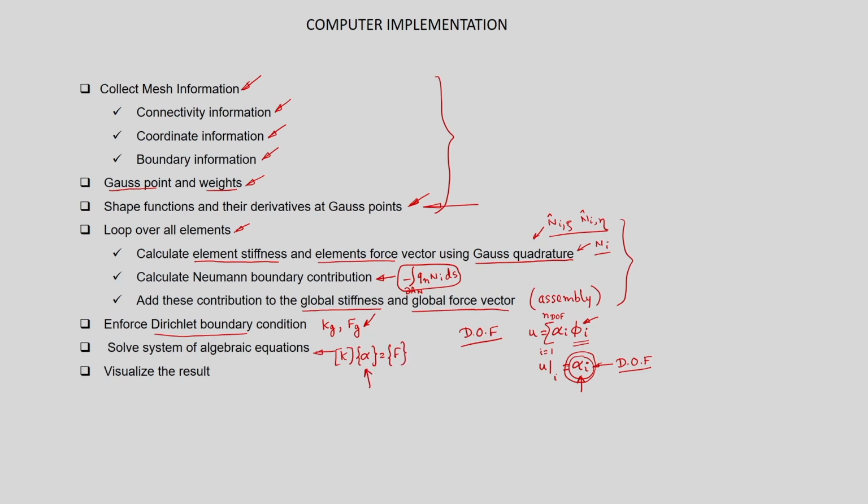Now, finally, what we will do? We will try to see how the results appear, otherwise we will not be able to judge. So, we will see how to visualize the solutions, and particularly the heat flux, for the problem at hand. Now let us go one by one. The first thing we will be discussing is connectivity information.